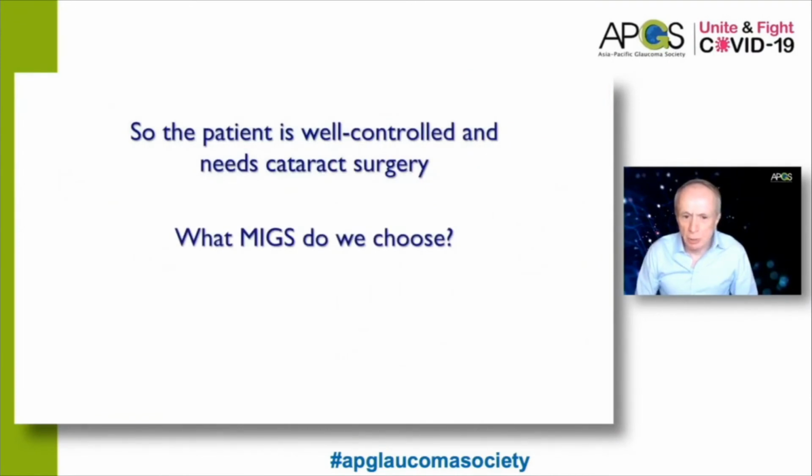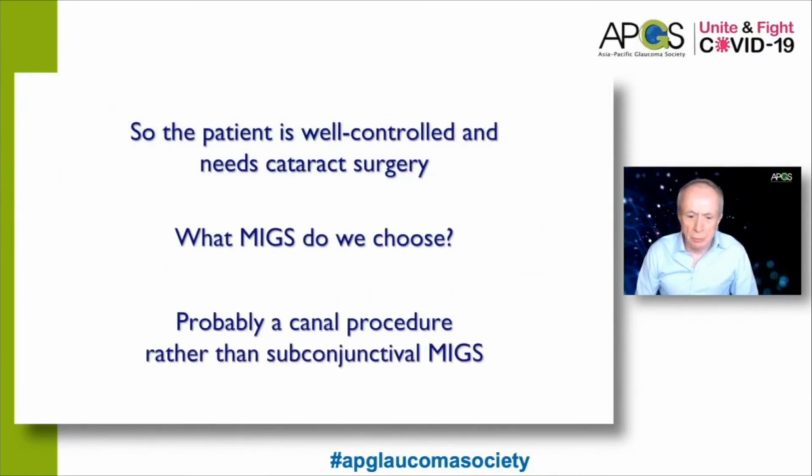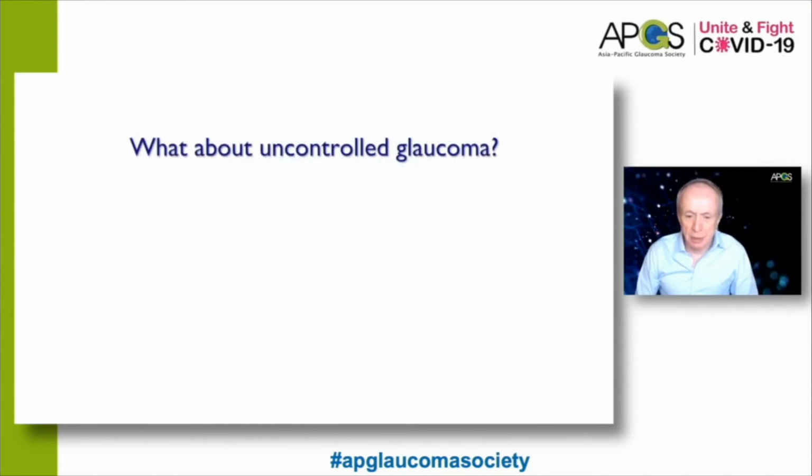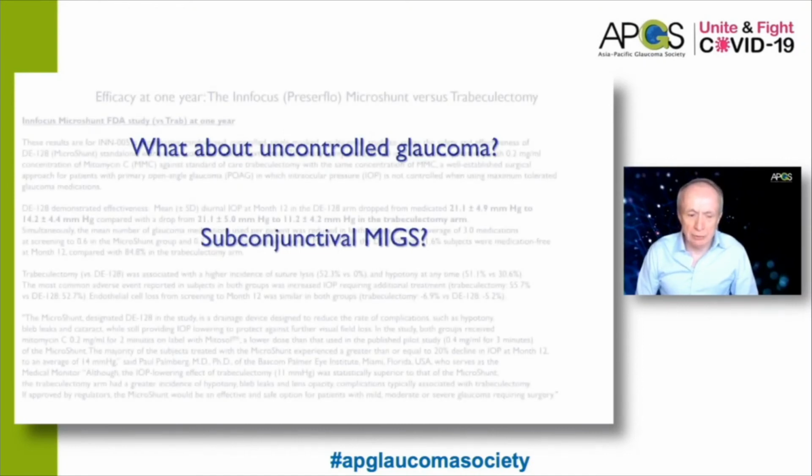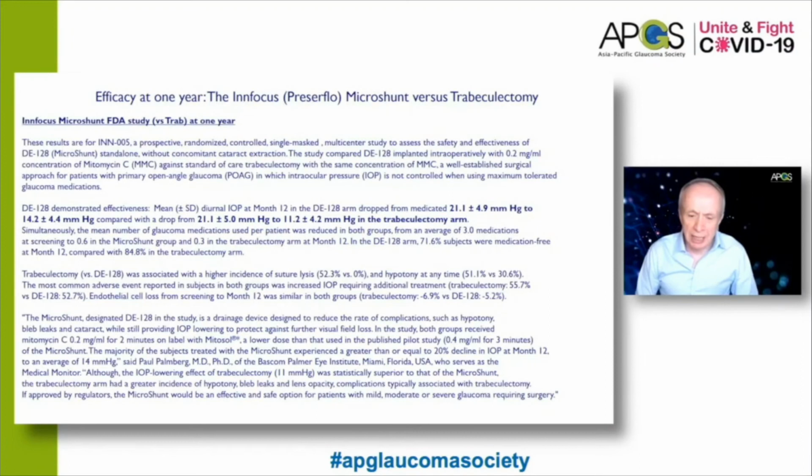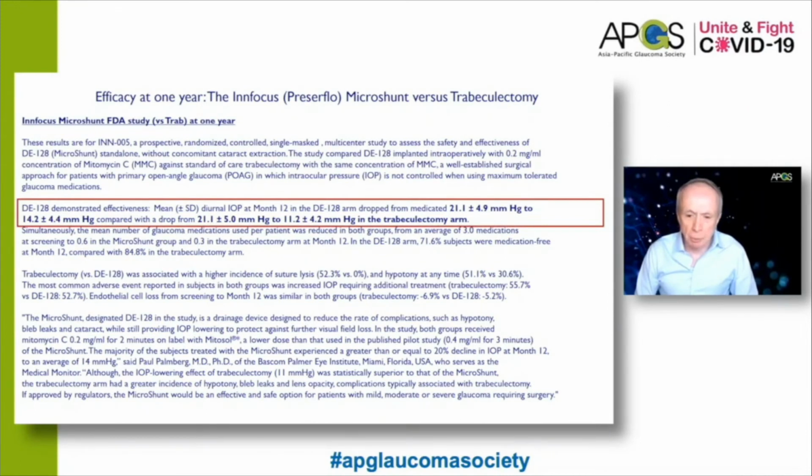So if a patient is well controlled, needs cataract surgery, we should probably do a canal procedure rather than the subconjunctival MIGS. But if they're uncontrolled, probably the subconjunctival MIGS comes into its own, with the caveat that they don't seem to produce the pressure drop quite as much as trabeculectomy, so are perhaps not appropriate for the very advanced glaucoma. On the other hand, the subconjunctival MIGS are less invasive with quicker recovery, and patients will like this.